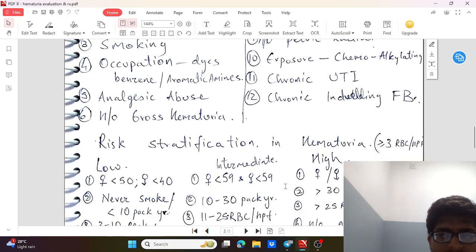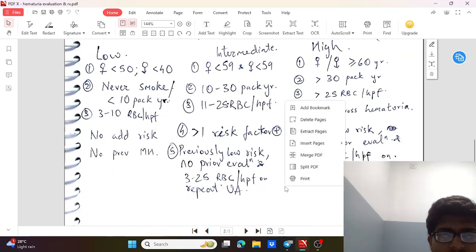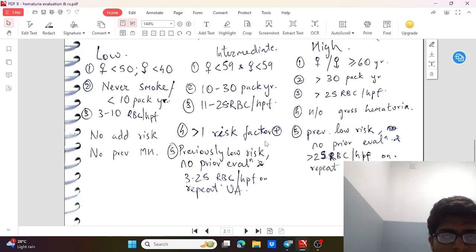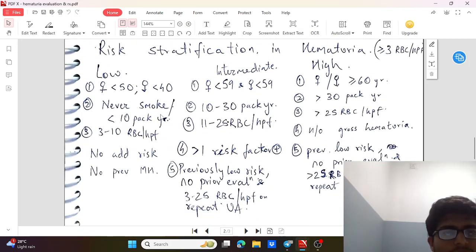Now we see the risk stratification for a hematuria patient, which is divided into three: low risk, intermediate risk and high risk. It will help us in further evaluating these patients more easily. So if the female is less than 50 and the male is less than 40, they have never smoked or have less than 10 pack years of smoking, 3 to 10 RBC, no added risk and no previous microscopic hematuria, then it is low risk.